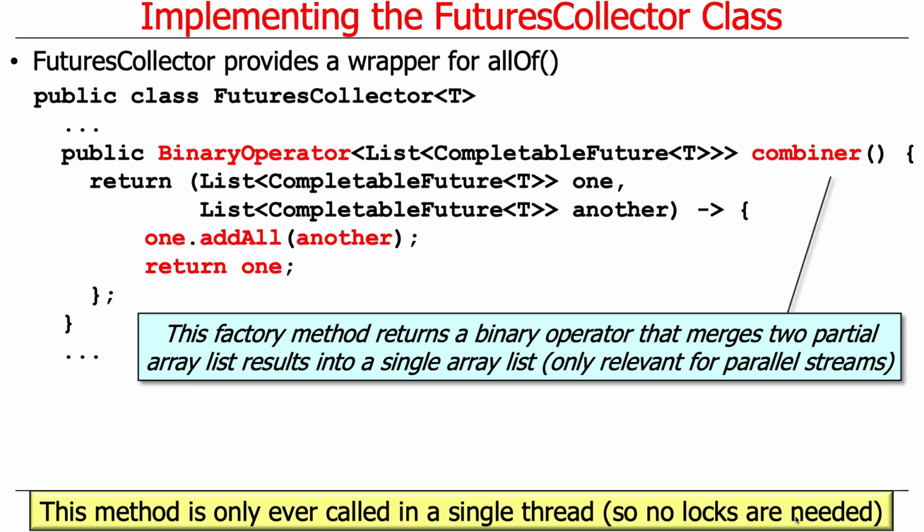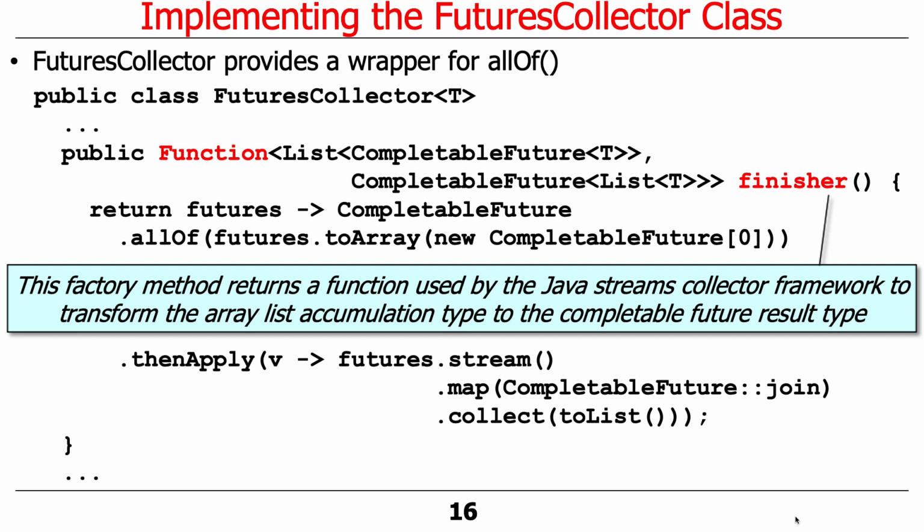This method is also only ever called in a single thread, so it doesn't need locks either. This is the big one. This is the really cool finisher method. This is where all the action goes here. This is a factory method that returns a function that's used by the Java Streams Collector framework to transform the array list, which is that accumulator, the mutable result container, into a single completable future type. So let's see what it does.